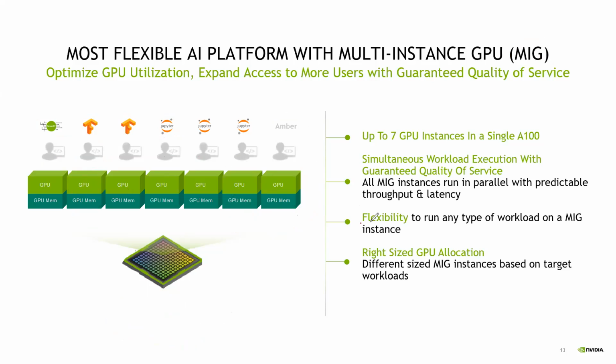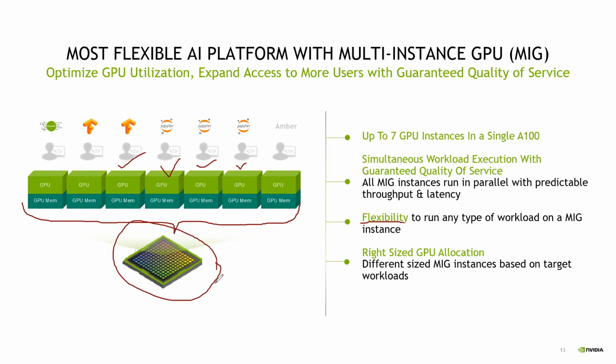So this is what is called flexibility to run any type of workload on a MIG instance. It doesn't matter whether you are running an inference job over here, a training job over here, or a production job over here. This is only one GPU, okay? Now you have eight such GPUs available inside your server.